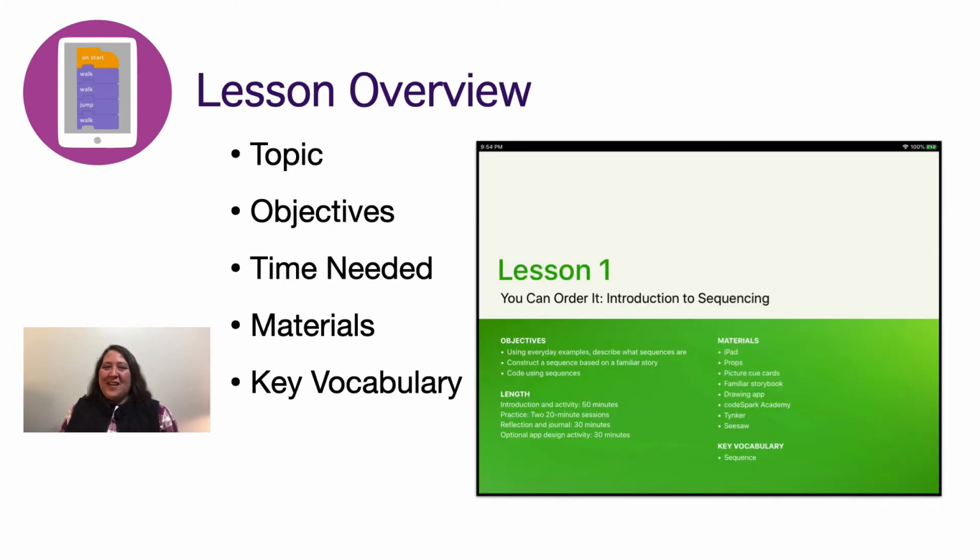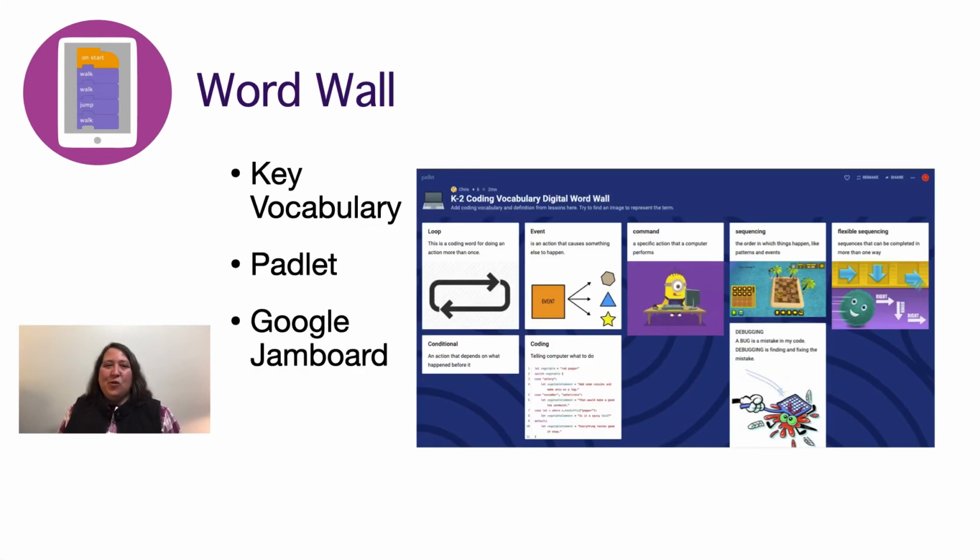The structure of each lesson in the teacher guides is consistent, beginning with the lesson overview. The lesson overview provides the topic of the lesson, the coding objectives that the students will learn, the approximate amount of time needed to teach each section of the lesson, any materials, devices, or apps needed, and the key coding vocabulary for the lesson. Teachers can create a virtual word wall listing the key vocabulary, definitions, and an image to help students connect the concept to their everyday lives.